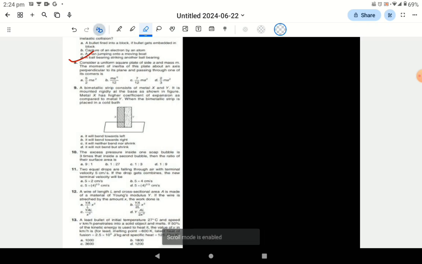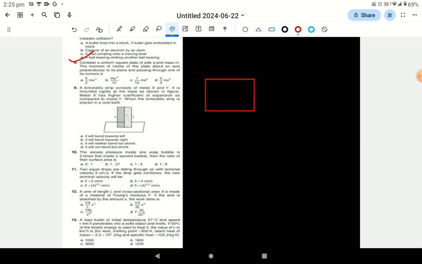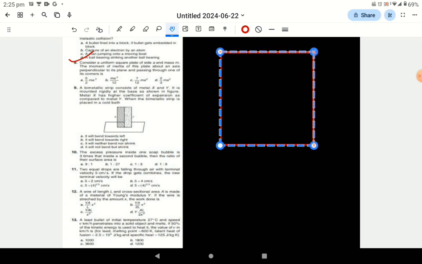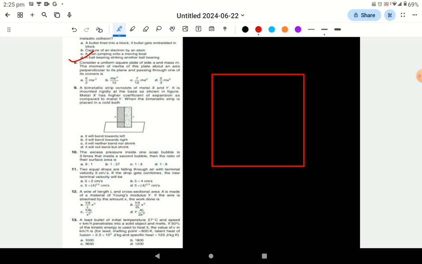Question number 8 states that, consider a uniform square plate of side a and mass m, and find the moment of inertia of this plate about an axis perpendicular to its plane and passing through one of its corners. Let's make a plate first. This is the plate, and the axis goes perpendicular through one corner. Maybe this is the corner. This will be a by 2, and this will be a by 2. So this distance will be a by 2 root 2.